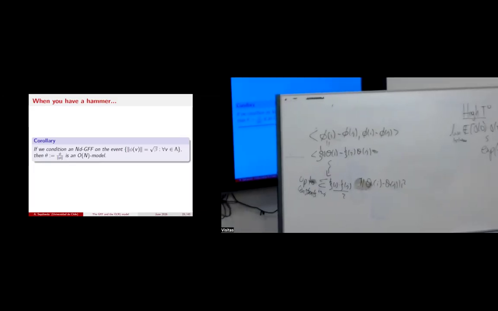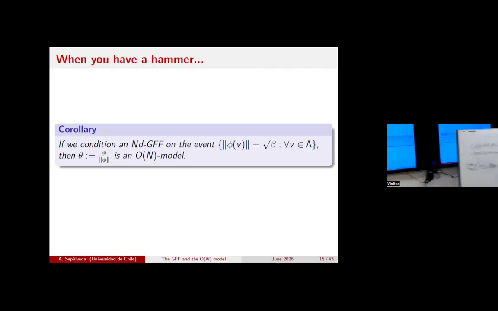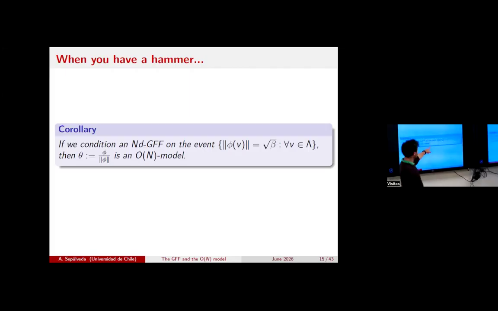So an important corollary is that the spin-O(N) models are just GFFs, as long as we condition on the probability-zero event that at each vertex, the norm of the GFF is the square root of beta. Yes. So the higher you are, the bigger beta is. So this is our main motivation in the story.